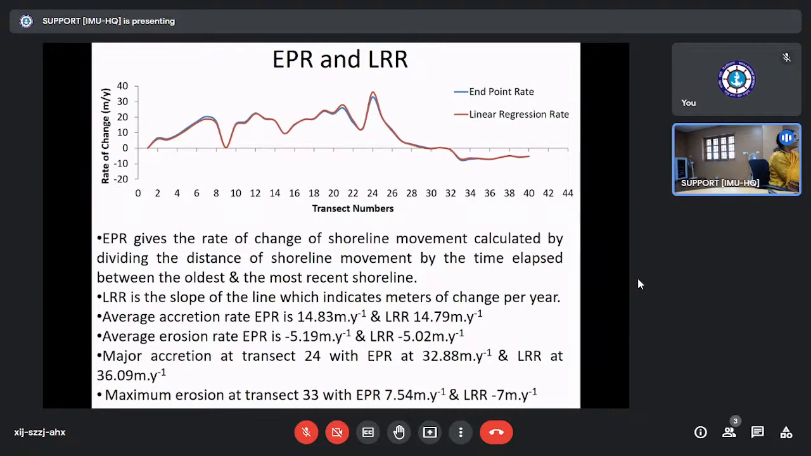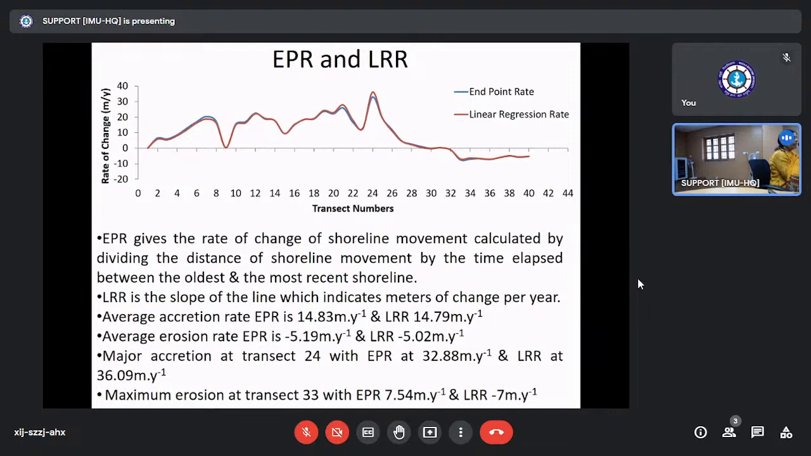So this is the end point rate and linear regression rate, which gives us the rate of shoreline movement, calculated by dividing the distance of shoreline movement by the time between the newest and the oldest, that means from 1977 to 2019. The graph suggests that from transect number 0 to nearly 30, there has been considerable accretion, and from 30 till 41, there has been slight erosion over the period of time. So there are different rates.